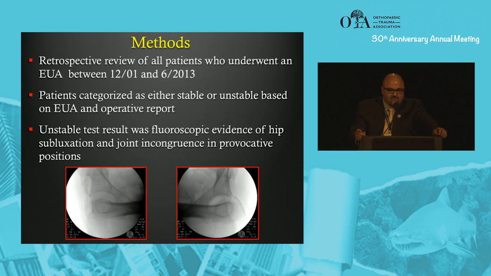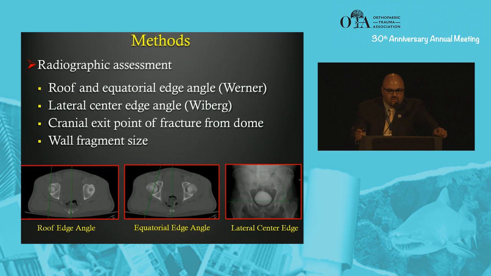We identified patients who had isolated posterior wall acetabular fractures, and these patients had to undergo an EUA. They were categorized as either stable or unstable based on the EUA. Radiographs as well as CT scans were utilized to calculate roof and equatorial edge angles as described by Werner. We looked at lateral center edge angles. We looked at axial CT cuts to determine the location of the fracture in vicinity to the acetabular dome. And we also looked at the three previously described techniques for wall size.